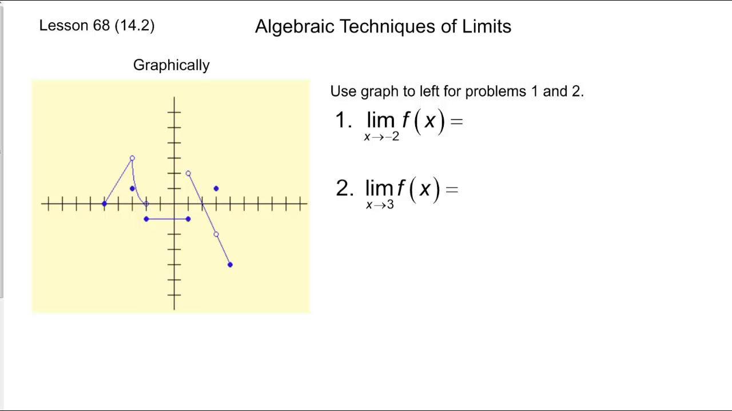Well, as I move towards -2 from the left direction and the right direction, as you can see in the green arrows right here, we want to be approaching the same number. From the left direction, we seem to be getting very close to -1 for a y value. From the right direction, we seem to be getting very close to 0. Since they don't approach the same number, there's no limit.